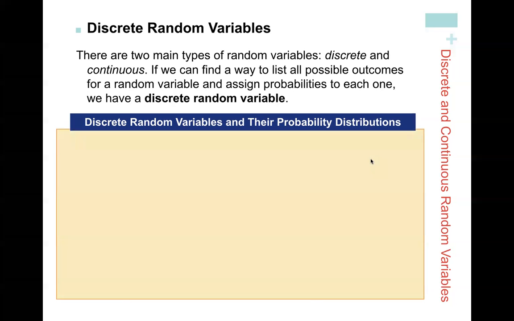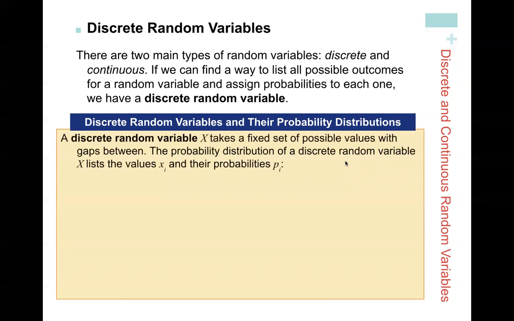As it relates to random variables, first we're going to start with discrete random variables. A discrete random variable has a set number of possible outcomes, a set number of values. You can count how many values there are. Whereas with continuous, it's infinitely many, so you can't count them.